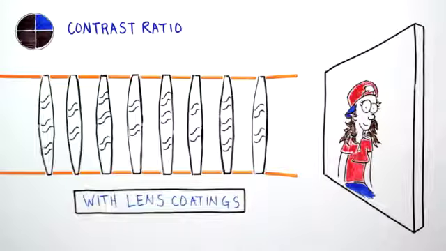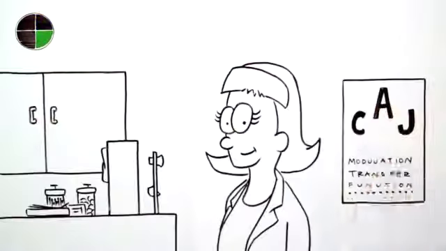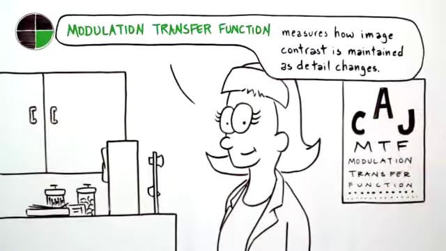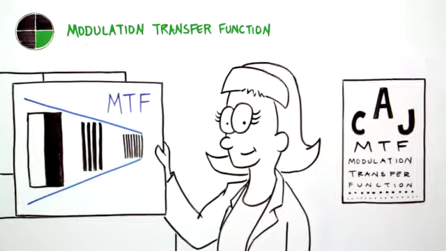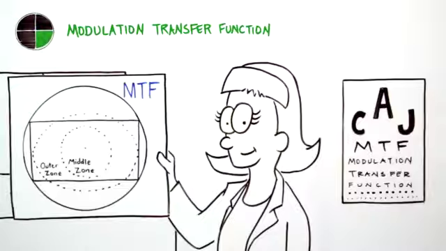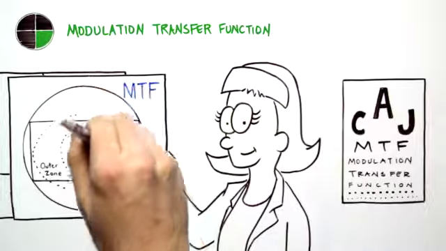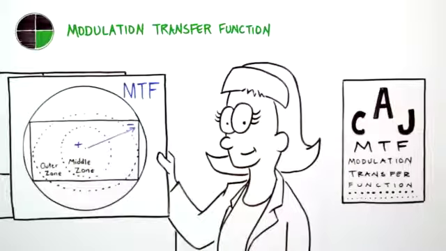Our third benchmark, modulation transfer function, or MTF, measures how the image contrast, or sharpness, is maintained as detail changes. Optical physics dictates that MTF naturally declines as detail increases. MTF also falls off when moving from picture center to the extremities.